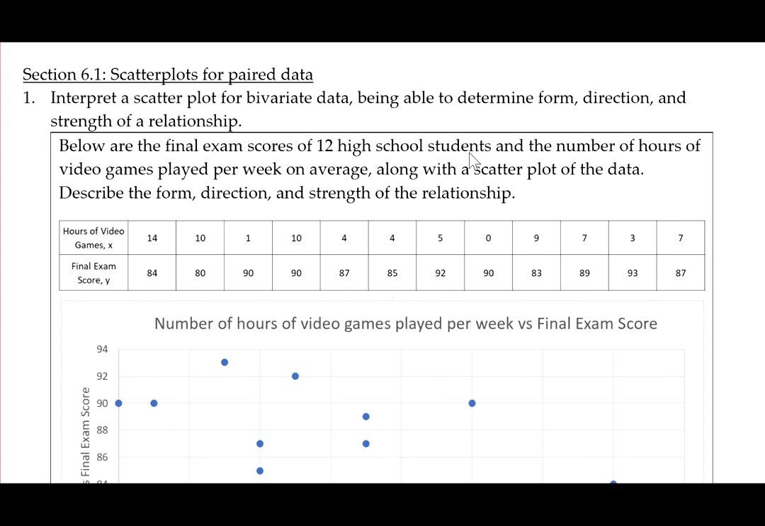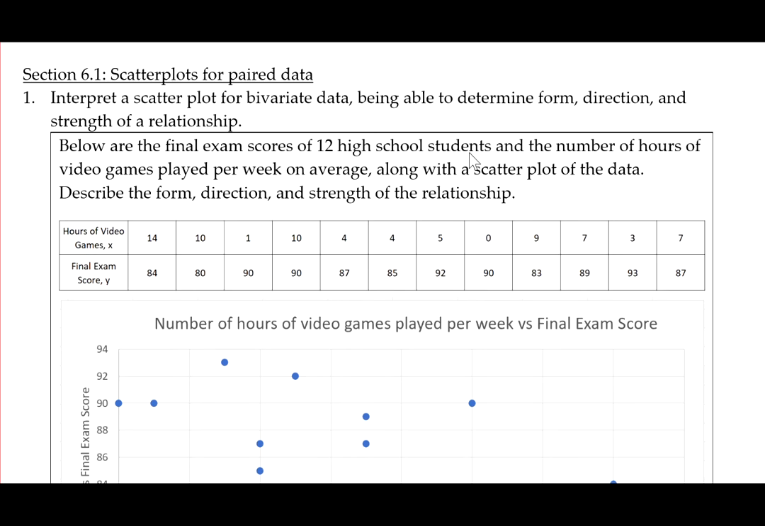Learning Objective 1 in Section 6.1 is to interpret a scatter plot for bivariate data, being able to determine form, direction, and strength of a relationship. Bivariate data means that we measure two variables on each individual. In order to create a scatter plot, both of those variables need to be quantitative.